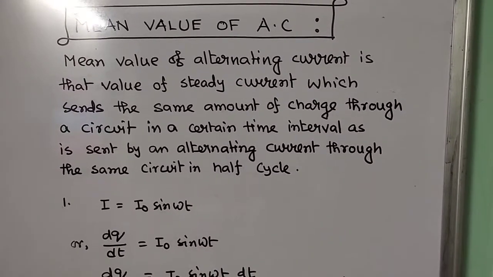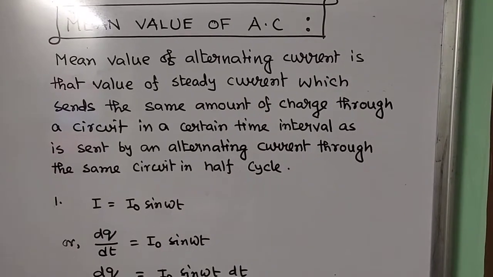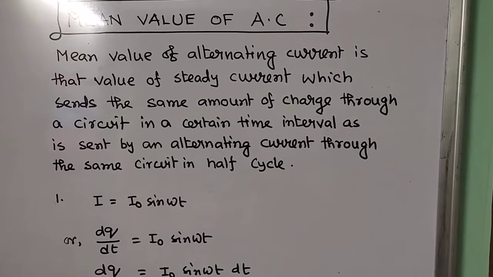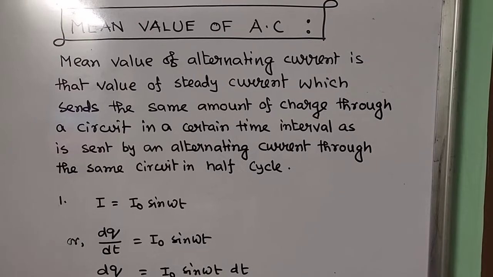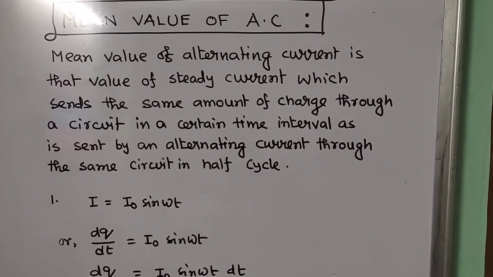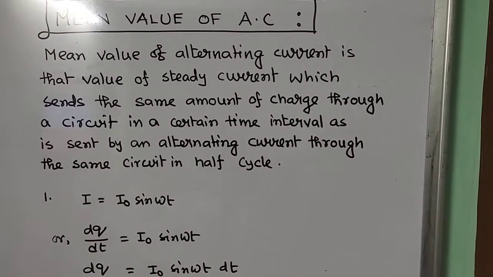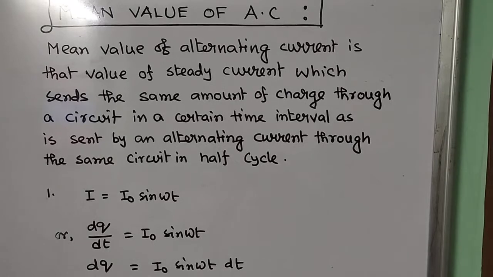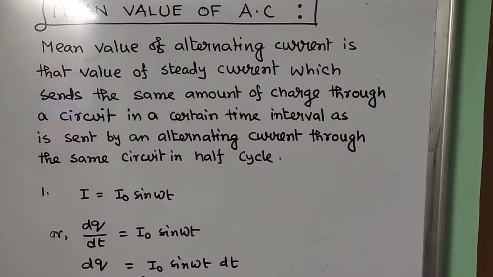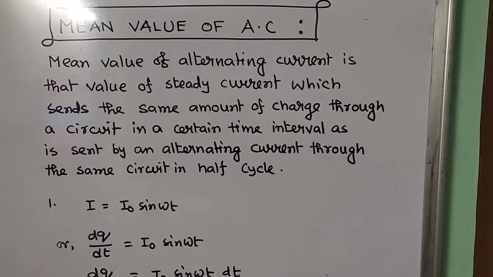Current equals charge by time, isn't it? Rate of flow of charge is nothing but the current through a circuit in a certain time interval, and the time interval is given here, half of the cycle. Half of the cycle in an alternating current, the complete cycle is your time period, capital T. So half of the cycle means T by 2. So let me repeat once again, then we go for the mathematical part.